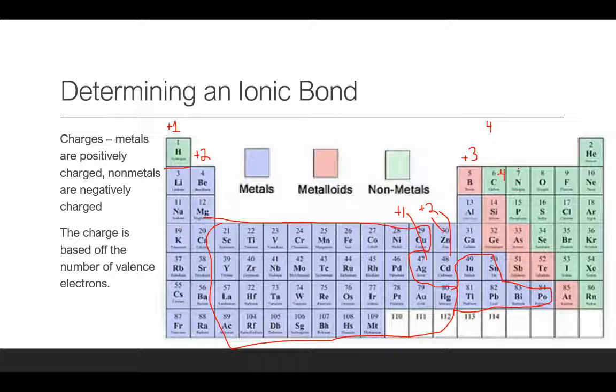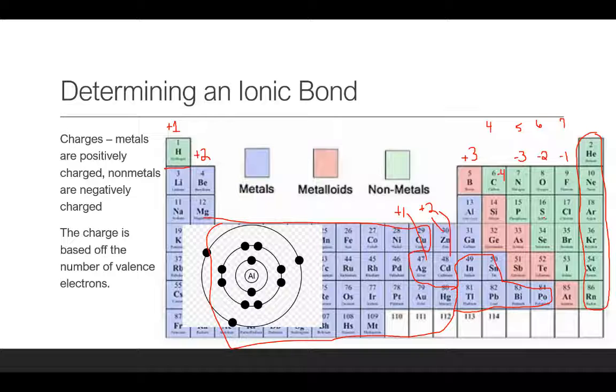Nitrogen and phosphorus have 5 valence electrons, so they need a total of 8. They're nonmetals, they're gaining electrons, so they will have a -3 charge. Oxygen, sulfur, and selenium have 6 valence electrons. They need 2 more to get to 8, so they will have a -2 charge. And fluorine, chlorine, bromine, and iodine have 7 valence electrons, so they will have a -1 charge because they need to gain 1 more electron in order to have a total of 8, a full outer shell, a full valence shell. And our noble gases, for the most part, do not bond.